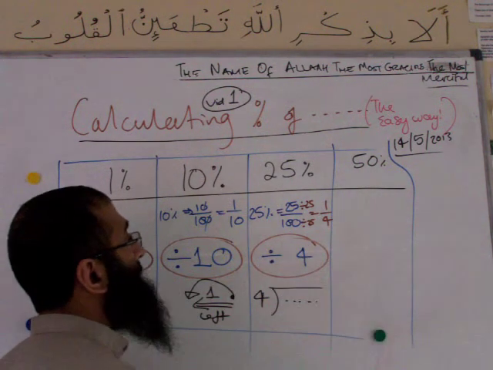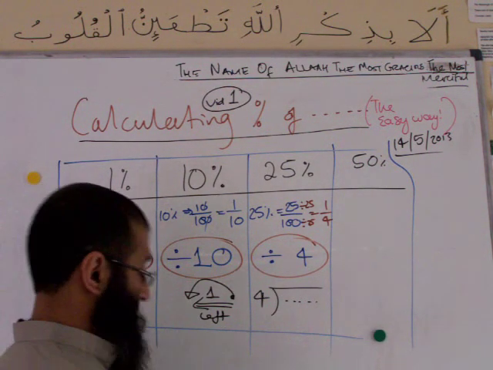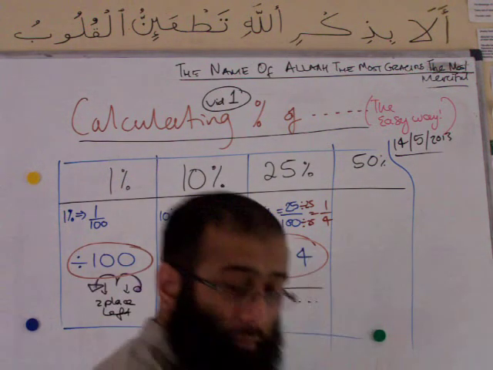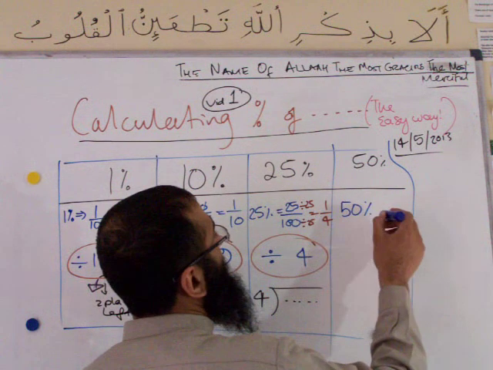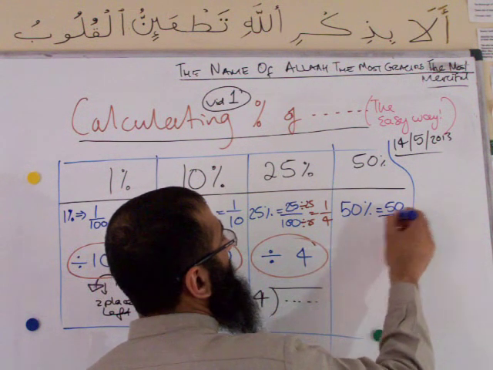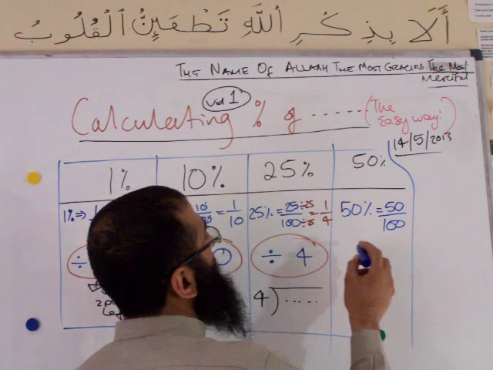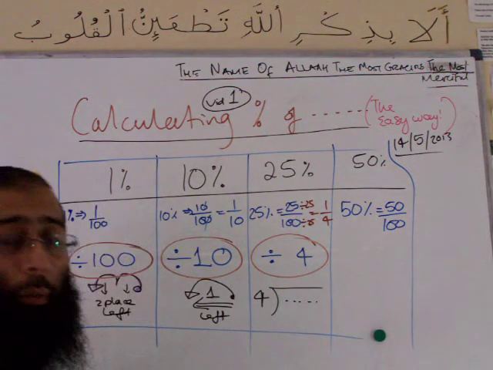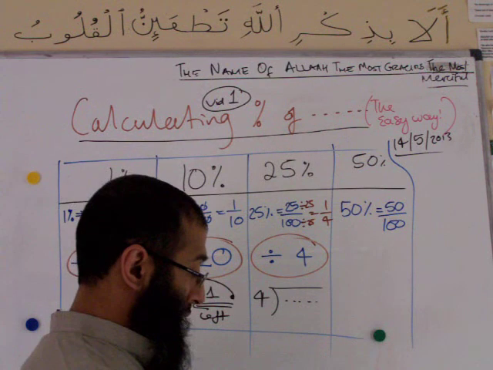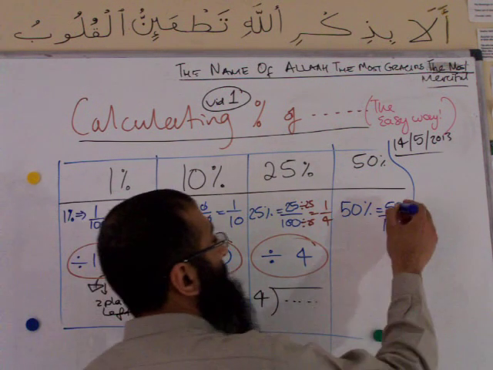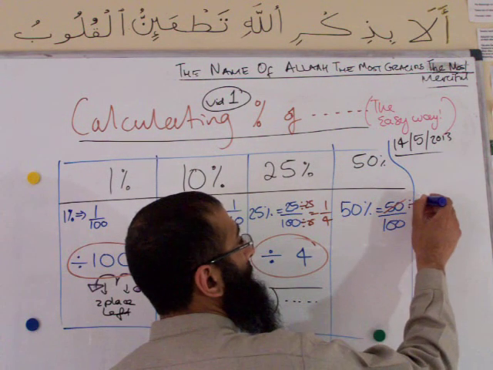Right, 50%. How do you work out 50%? Well, 50% is equal to 50 divided by 100. Okay, well, we have 50 divided by 100. Now what can we do with the 50 and the 100? Can we simplify that? So we divide that by 50.